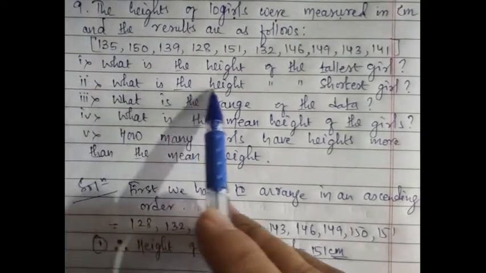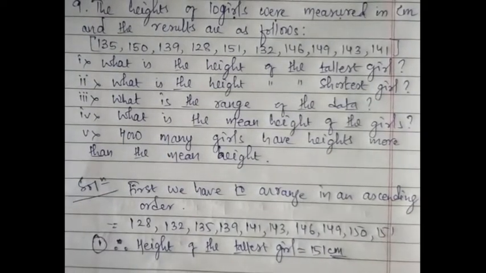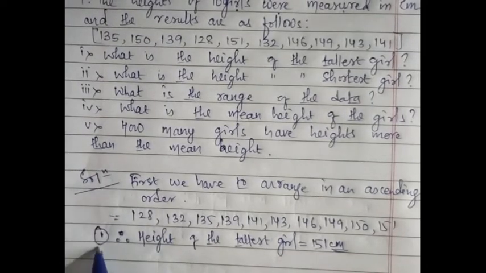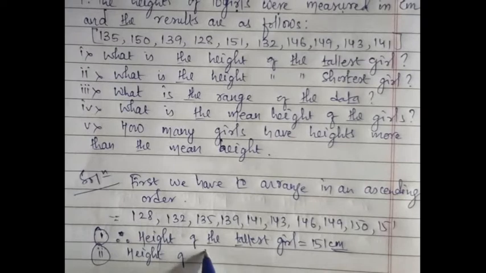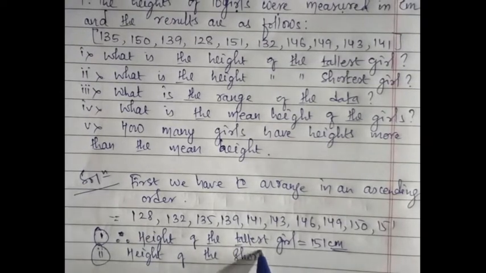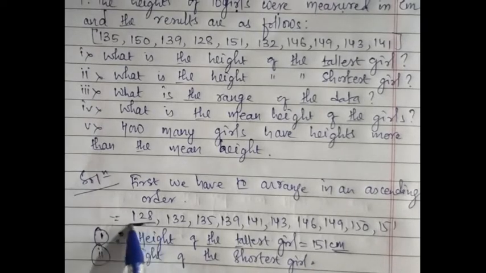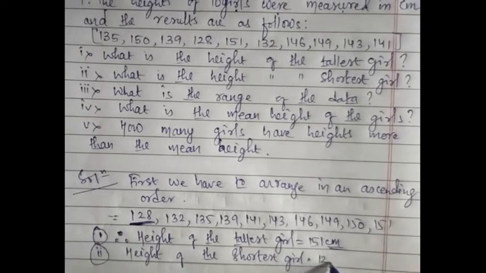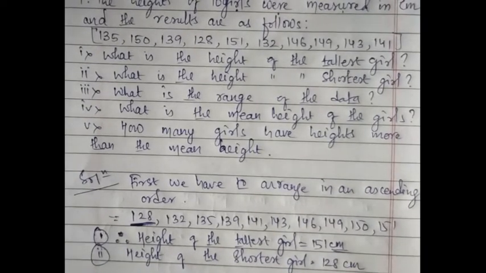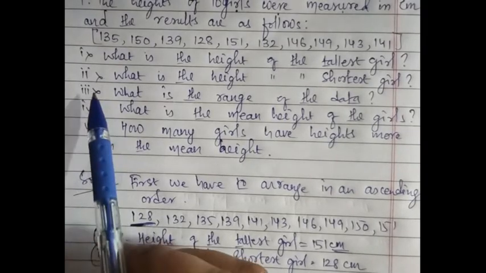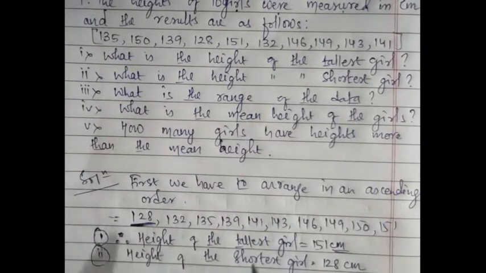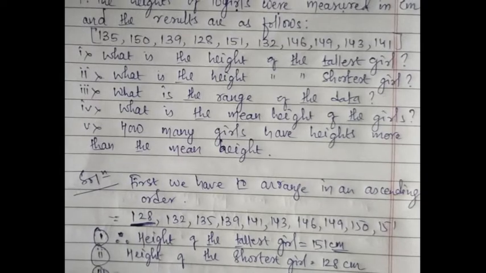Number two, what is the height of the shortest girl? So the height of the shortest girl is, what is the smallest value here? 128, right? So write down 128 centimeters. Okay. So the next question is number 3. What is the range of the data? Number 3 question is range.